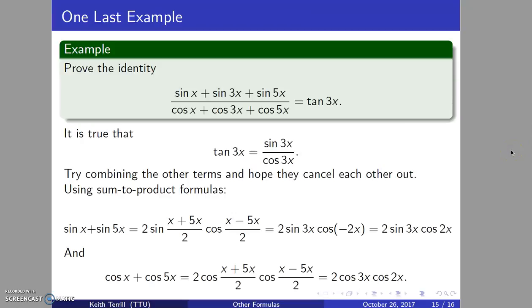And one last example. Just one quick, simple example, right? Your author likes to call things simple, but just because things are simple doesn't necessarily mean they're easy. So I want to prove that sine x plus sine 3x plus sine 5x all over cosine x plus cosine 3x plus cosine 5x is equal to tangent of 3x.